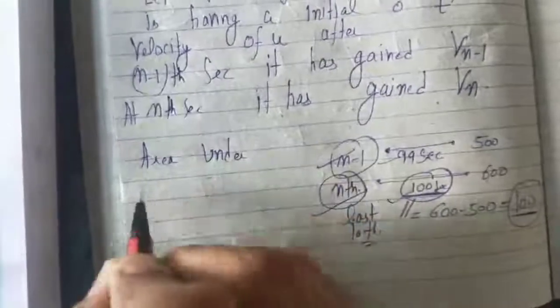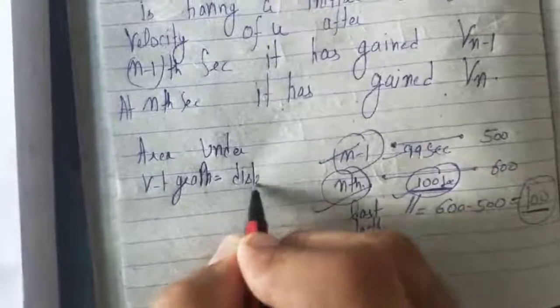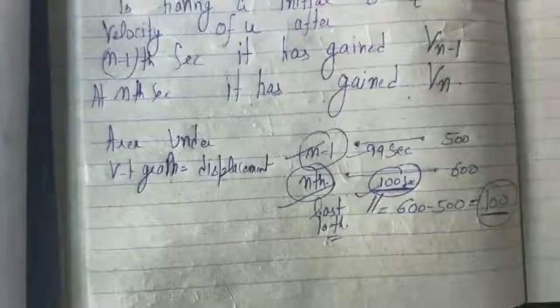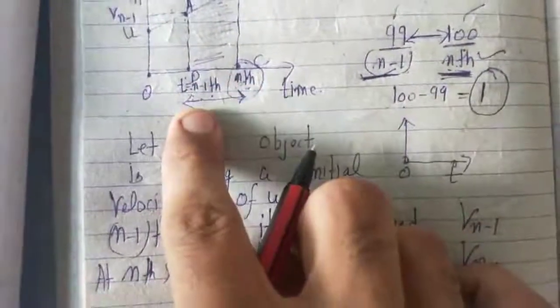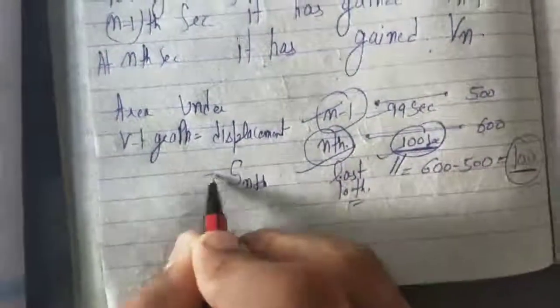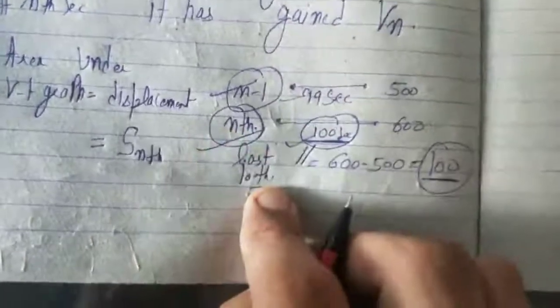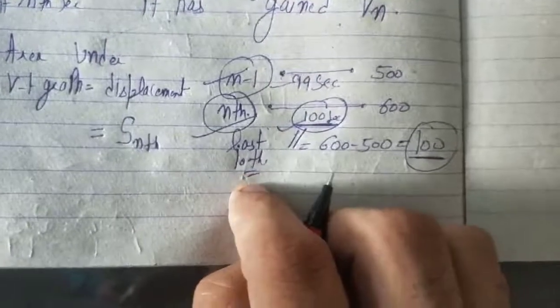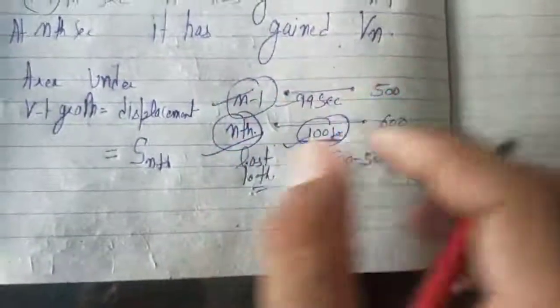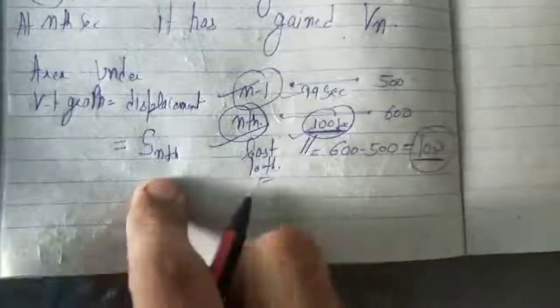सो एरिया अंडर VT graph, what it tells, displacement, okay, displacement. You know, I'm taking 2 seconds, nth second and n-1 second. So which displacement I'm going to get? I'm going to get displacement in nth second. हम 2 सेकंड ले रहे हैं, n-1 भी ले रहे हैं, पर रिजल्ट हमें किस में आ रहा है, nth में आ रहा है, 100th सेकंड में आ रहा है. 99 में 500 हुई है, 100 सेकंड में 600 हुई है, तो लास्ट सेकंड में कितनी हुई है, 100 हुई है. तो ये लास्ट सेकंड का रिजल्ट आ रहा है.